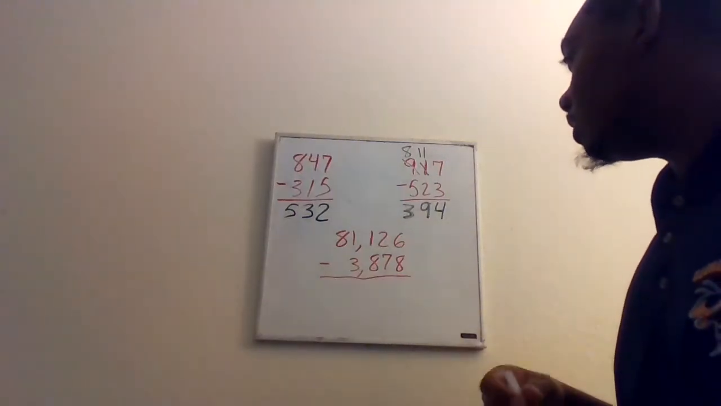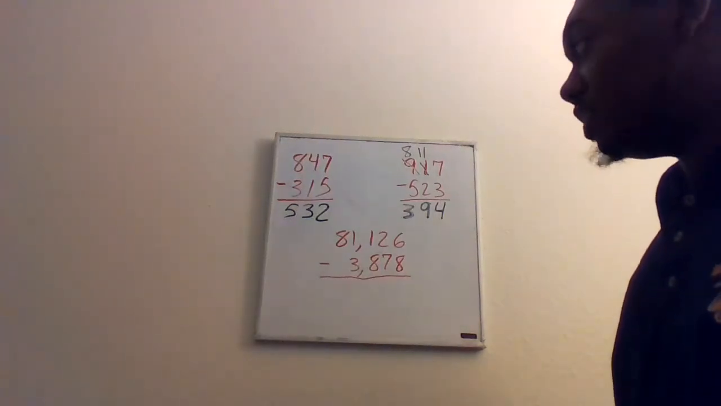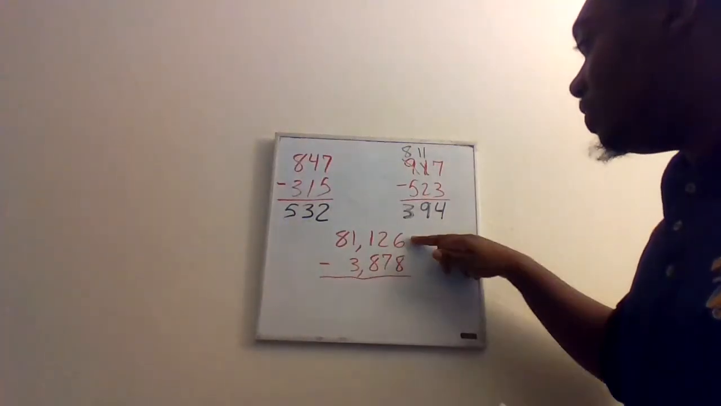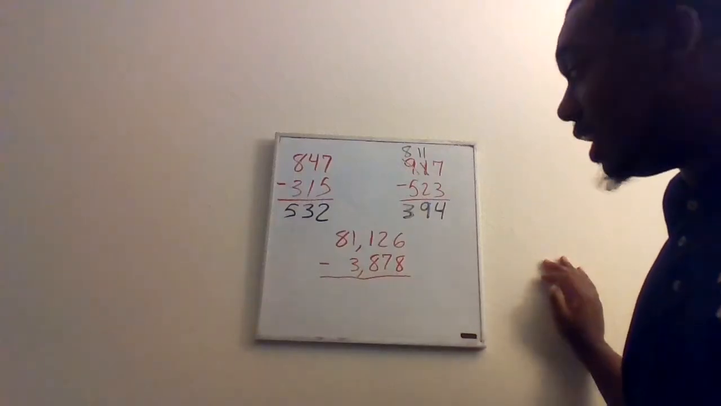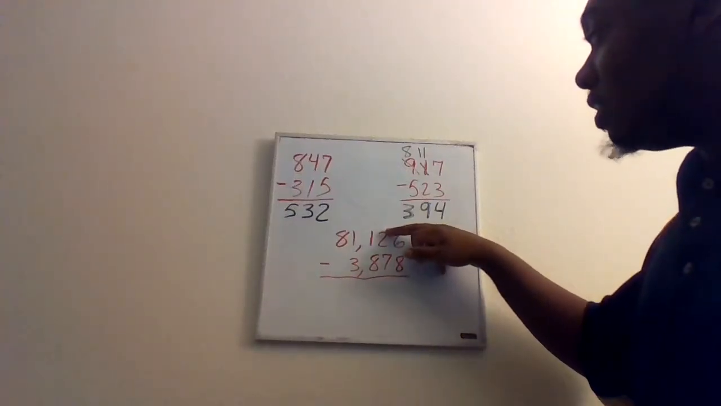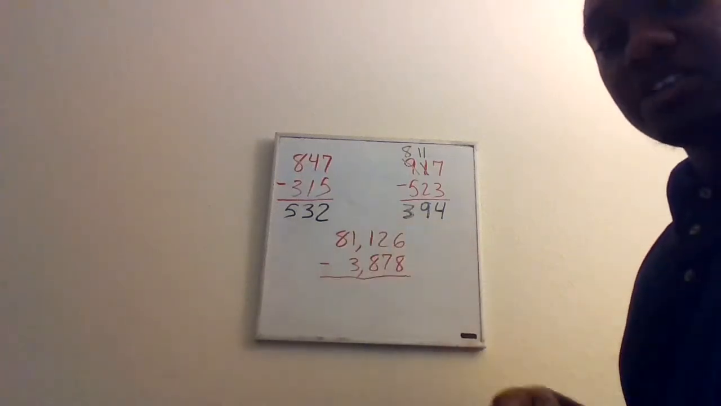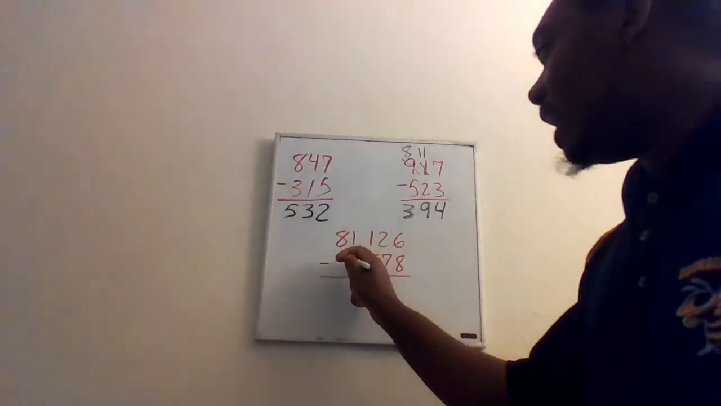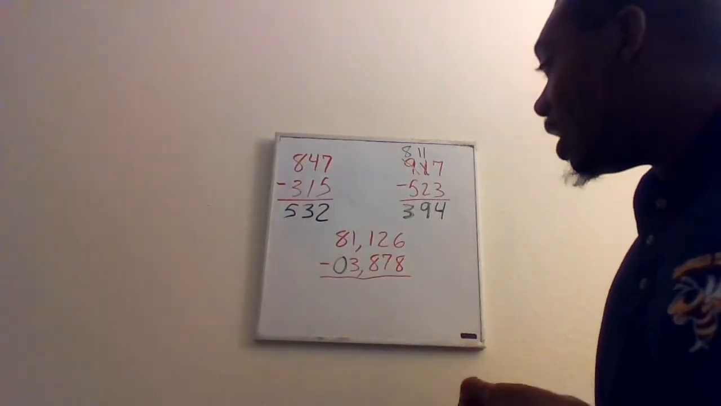All right, so let's try one more here to finish this off. In this problem here, as you see, you would have to borrow to begin with because we can't do 6 minus 8. And if you keep looking, you can't do 2 minus 7 either. You can't do 1 minus 8, and you can't do 1 minus 3. Well, again, some people like to add zeros so they can see all the place values used, so you can do that if you want.